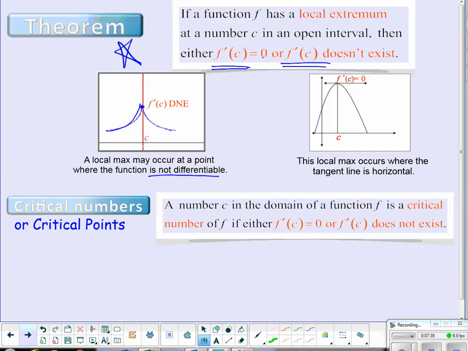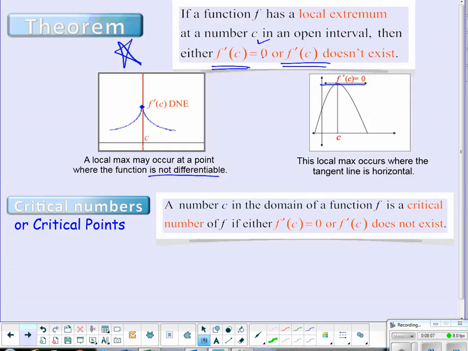So a local max may occur at a point where the function is not differentiable. We know that sharp points occur when we get a non-differentiable function, but that doesn't mean we can't have a maximum. There are still points that exist there. It's just that the derivative didn't exist, and it could be because it reached a sharp point. Over here, I pick up that tangent line that has a horizontal slope. The slope was 0, so that's the case where f prime is equal to 0.